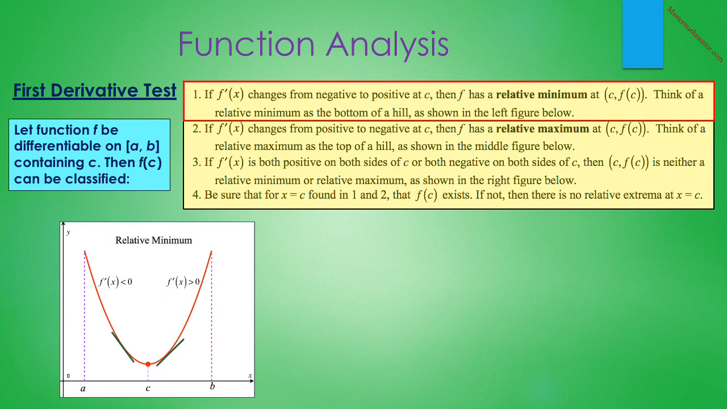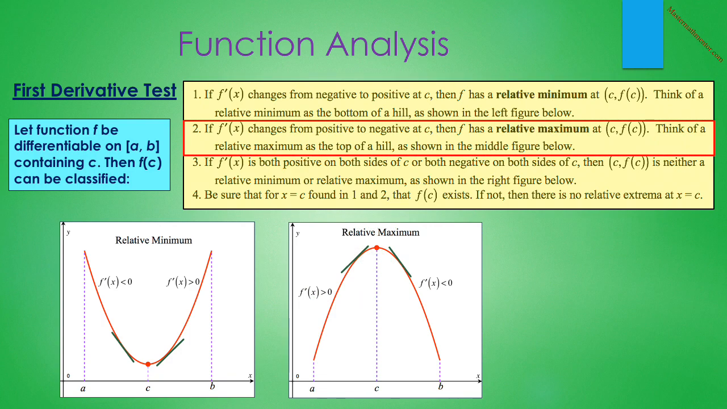First, if f prime of x changes from negative to positive at c, then we say that f has a relative minimum at the point c, f of c. Think of a relative minimum as the bottom of the hill, as shown in the left figure below. Second, if f prime of x changes from positive to negative at c, then f has a relative maximum at the point c, f of c. Think of a relative maximum as the top of a hill, as shown in the middle figure below.